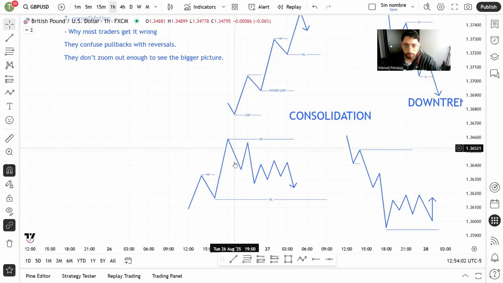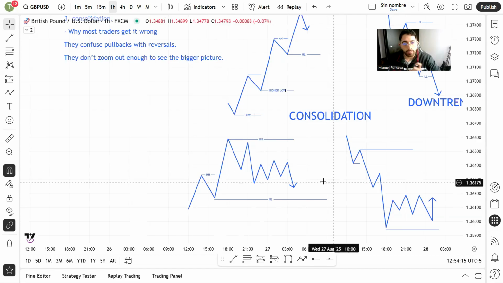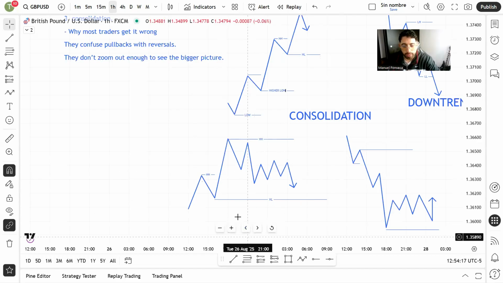Okay, so it means that all these movements here do not break either the higher high or the higher low right here, right? And the price is consolidated. Okay, what it means, or in other words, what is happening here?